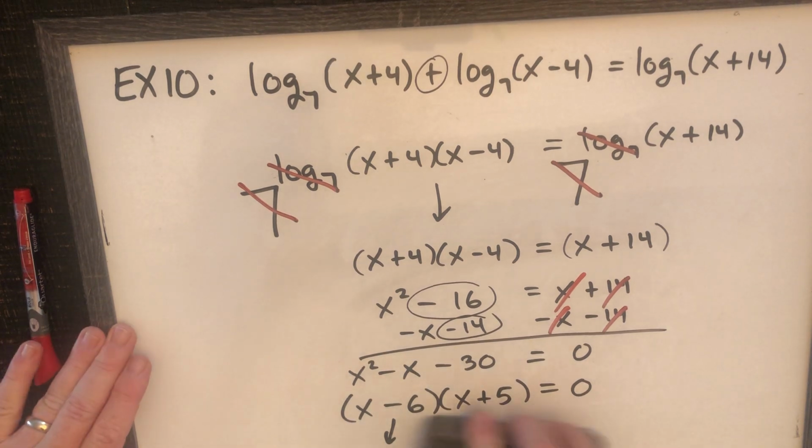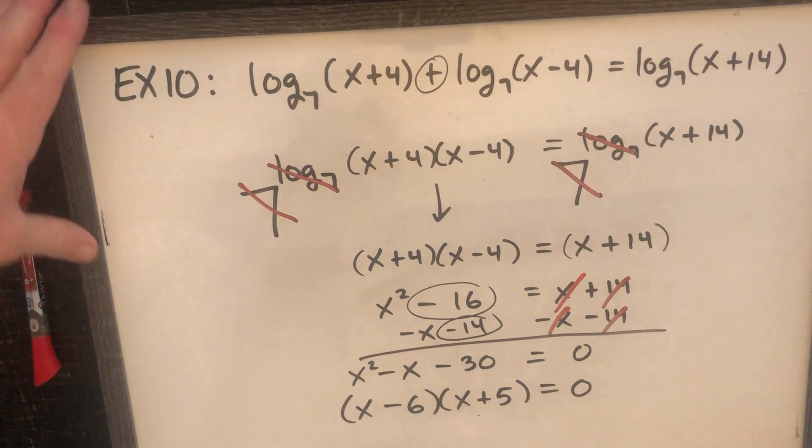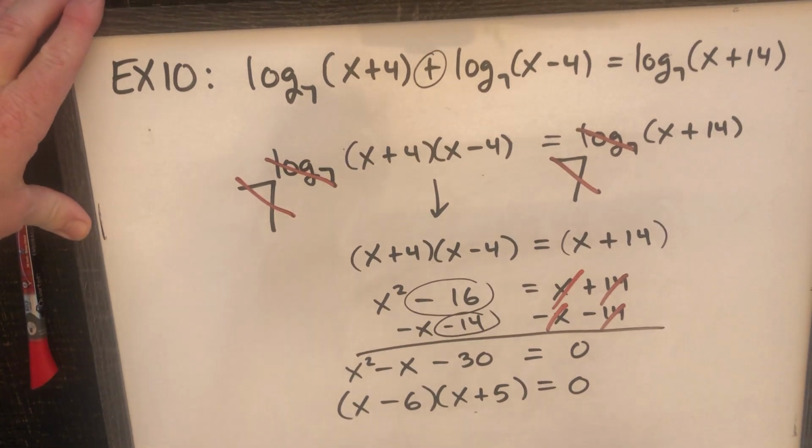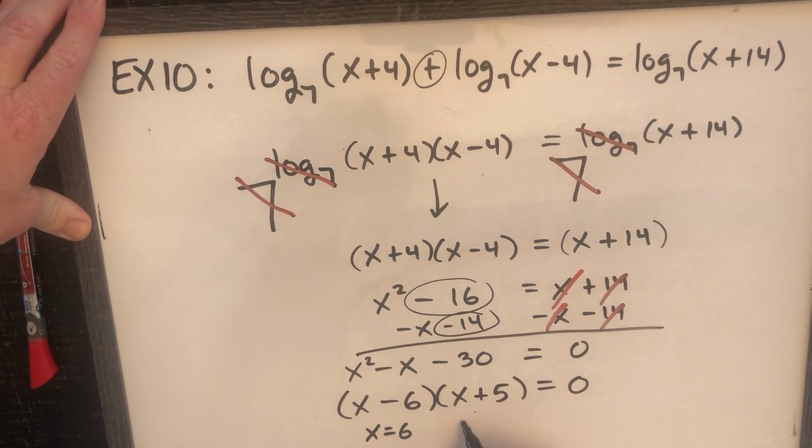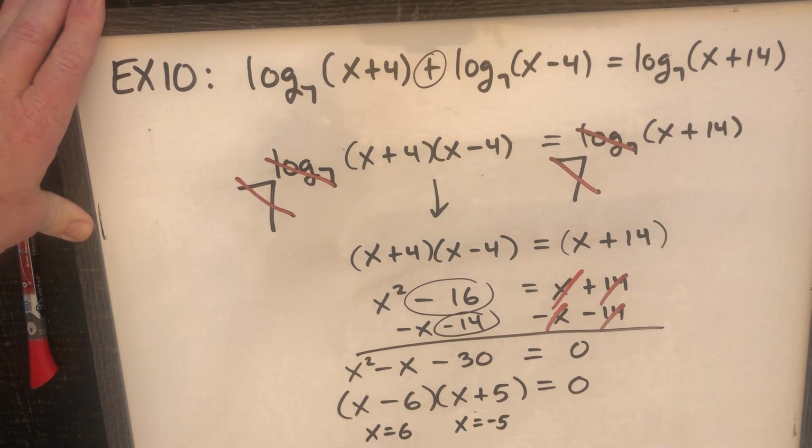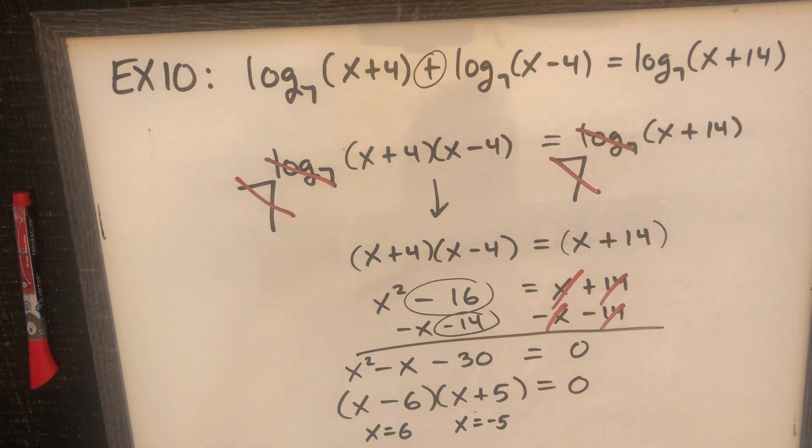I don't know if you guys can see that. I keep getting off the board here, so let's see. x equals 6. x equals negative 5. These are our candidates. They might not both be correct.